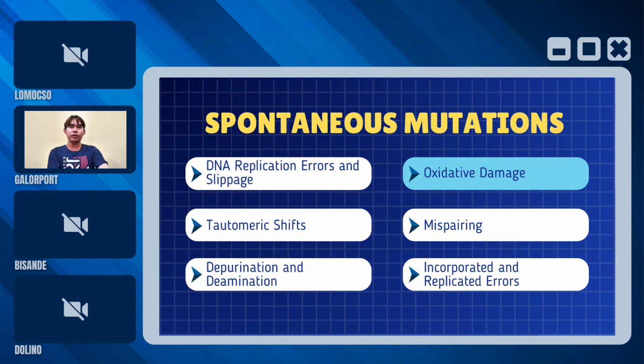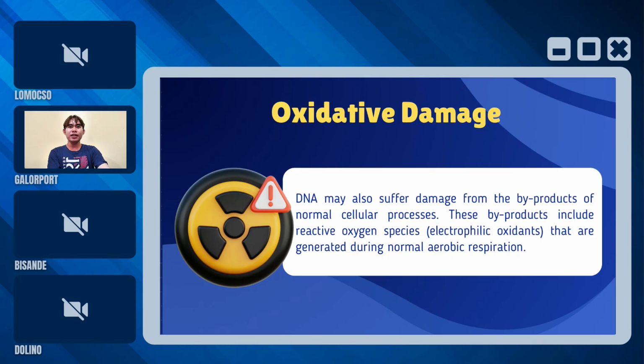Now let's proceed to the fourth one, oxidative damage. DNA may also suffer damage from the byproducts of normal cellular processes. These byproducts include reactive oxygen species, which are electrophilic oxidants that are generated during normal aerobic respiration. Reactive oxidants are also generated by exposure to high-energy radiation, which produces more than 100 different types of chemical modification in DNA, including modification to bases, loss of bases, and single-stranded breaks.